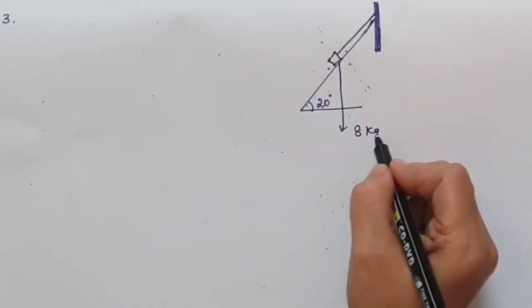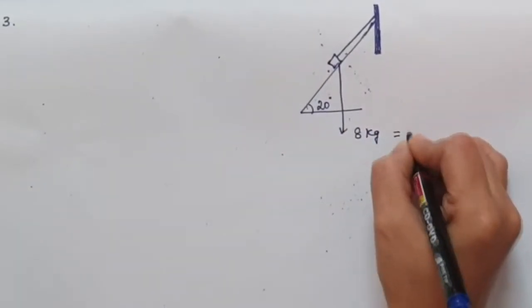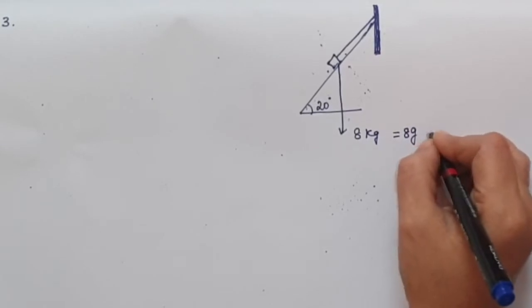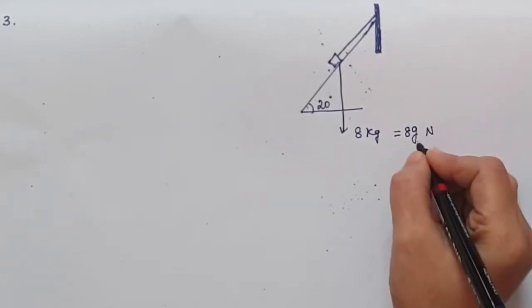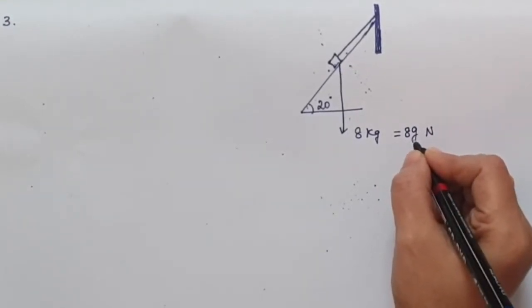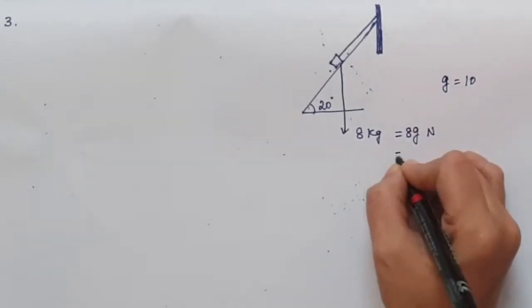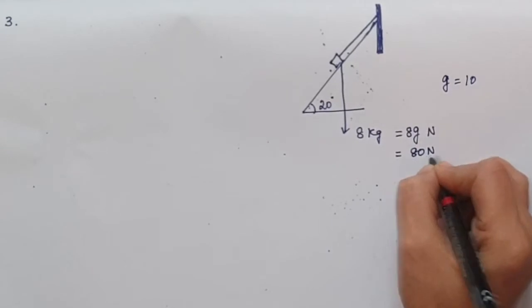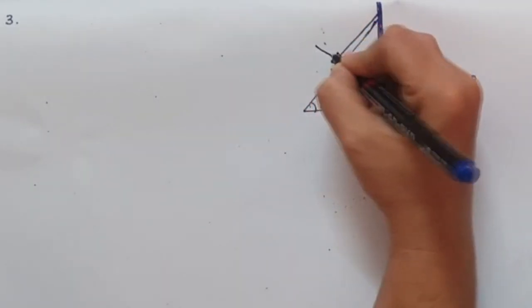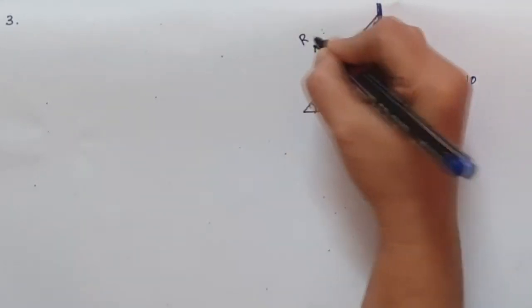The weight of this block is 8 kg, which is equal to 80 Newton, because in mechanics we don't take g as 9.8. We always take g as 10. So it will be equal to 80 Newton. And then the normal reaction R is perpendicular to the plane.